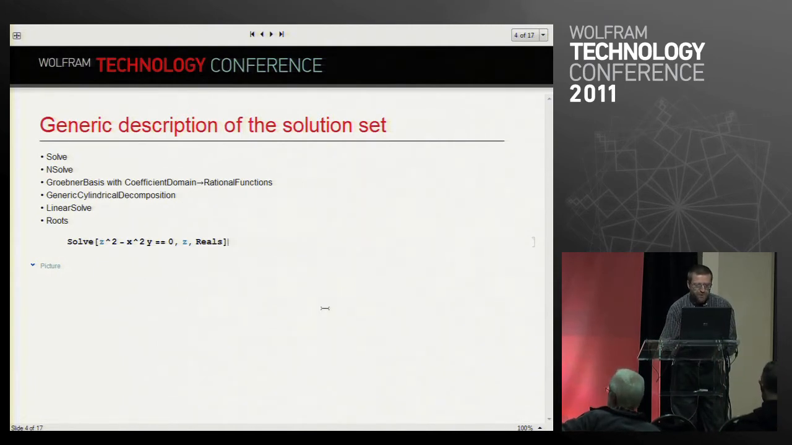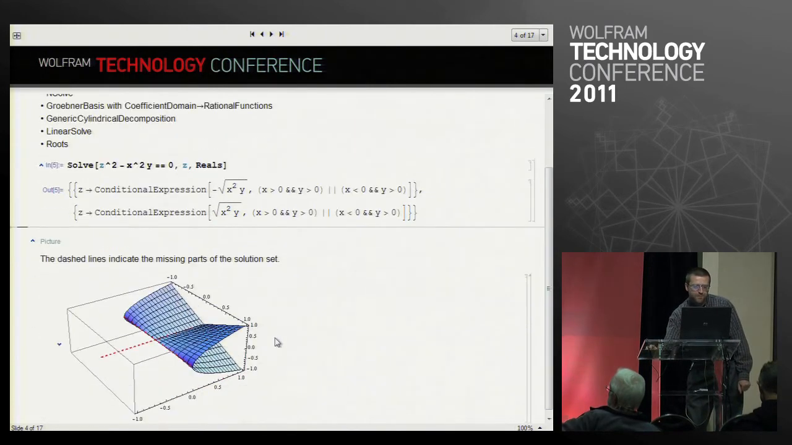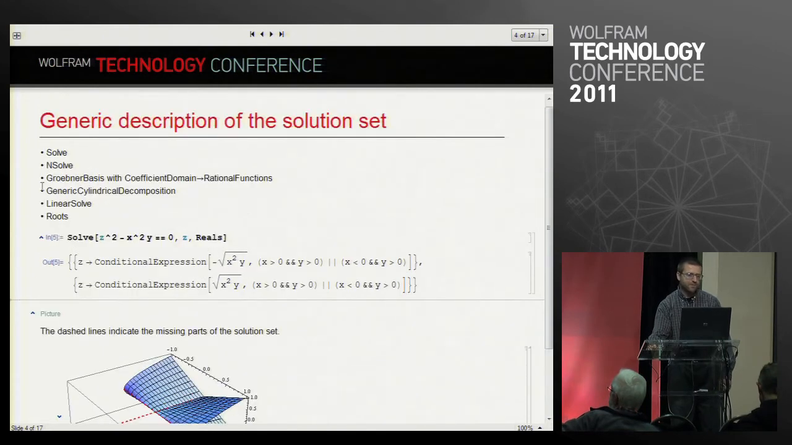So here, Solve without any options. This is the same Whitney's umbrella as before, except now the one-dimensional piece is missing. So the red lines are the pieces that are missing from the solution set. But the advantage of using this kind of function is that they are faster than computing a complete solution set. And often we just want the generic representation, and the list of functions that give this representation.